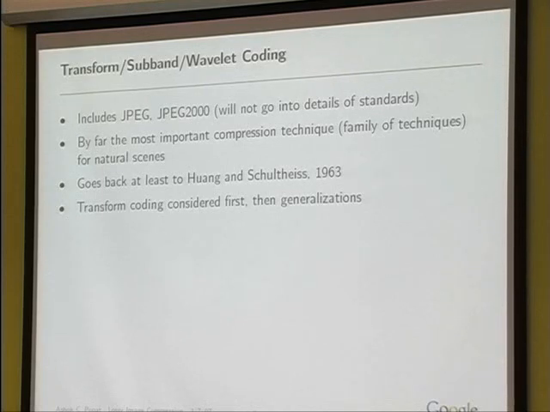This family of techniques includes JPEG, JPEG 2000, or at least the wavelet coding part of JPEG 2000. And it's not my goal here in this talk to go into the details of these standards, but I will cover the principles behind these standards. So it's the most widely used compression technique. It's also used, or parts of these techniques are also used, in video compression. It's an old technique. It goes at least back to the early 60s with Wang and Schultheis. And I'm going to talk about transform coding, vanilla block transform coding first, and then we'll talk about some of the generalizations of it.